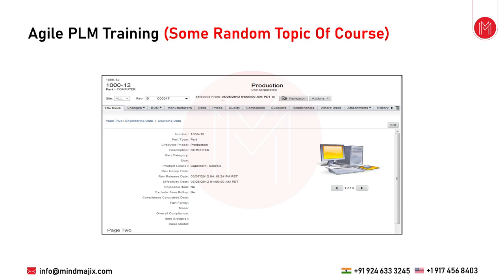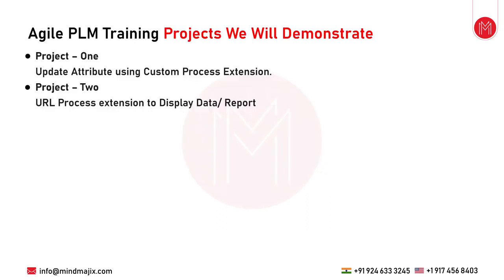Regarding deviation, I would like to explain that in the project which I will be discussing with you. There are certain projects listed in this. Project one is update attribution. Actually, in Agile terms, it is attribute: update attribute using custom process extensions.